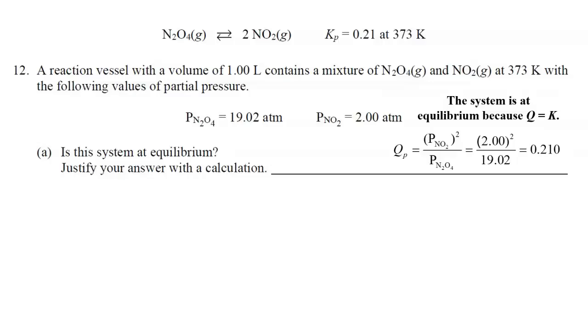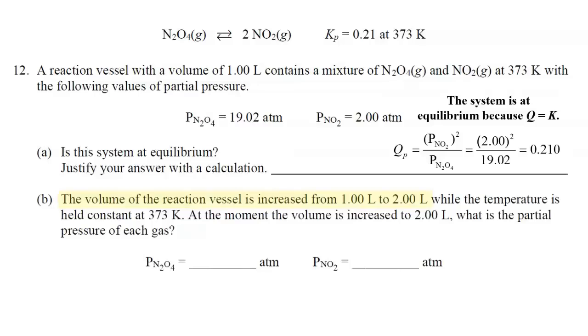Now, the stress in question 12 is different than the stress in question 11. We've already seen what happens when you decrease the volume of the reaction vessel. So take a look. Now, the volume of the reaction vessel is increased from 1 liter to 2 liters, while the temperature is held constant at 373 Kelvin. At the moment the volume is increased from 1 liter to 2 liters, what is the partial pressure of each gas? So instead of doubling them like we did before, now we're going to cut them in half.